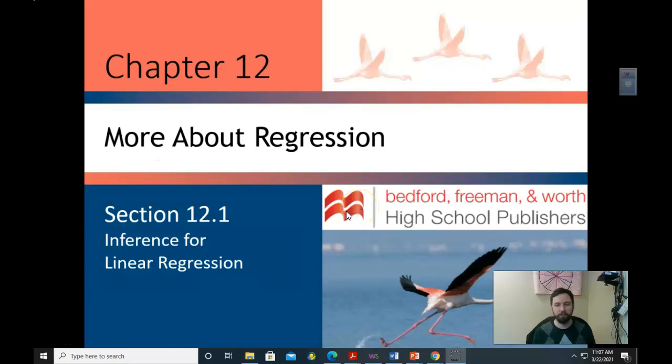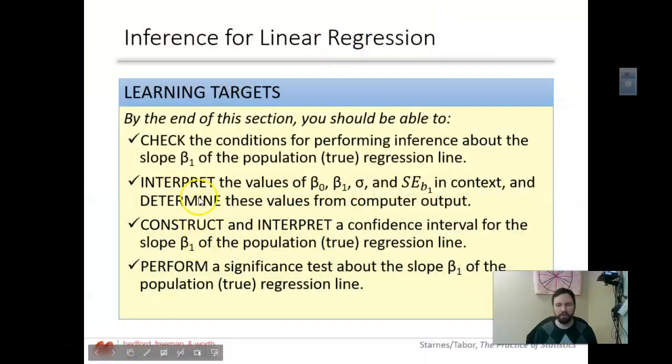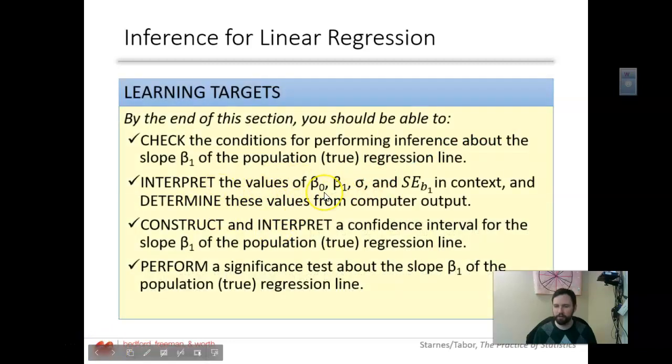We've done regression lines, but now we are going to make inferences on it and make confidence intervals on what things can be. Before we get too far into it, I'm going to go to the next slide. So our learning targets: we're going to check conditions to make sure we can perform tests. We're also going to interpret in context. We're going to make confidence intervals and perform significance tests on our slope to see what could be the possible true slope. It's everything we've done, just a little bit different.